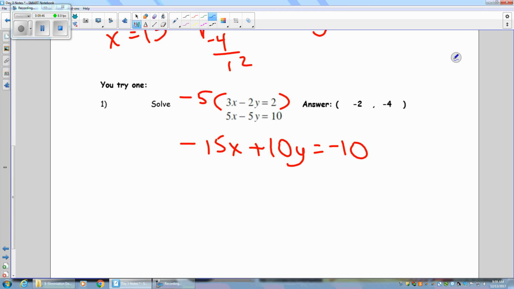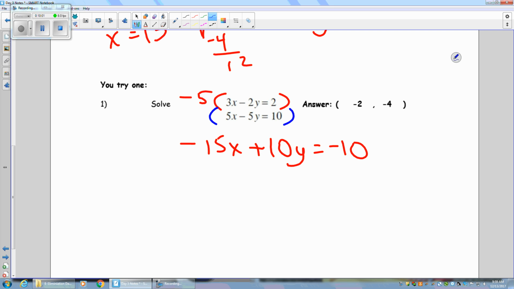So go ahead, pause it. And actually, when I say pause it, try to get rid of the x's. So pause it, go ahead, do that, and try that now.